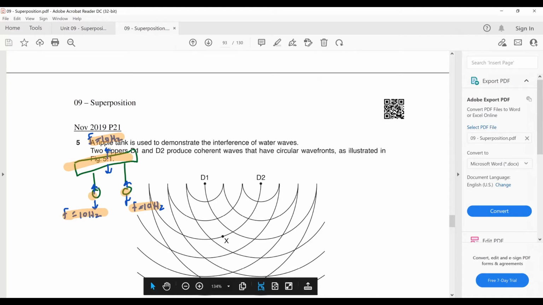This is November 19, P21. Is it P21? Oh yeah, P21.